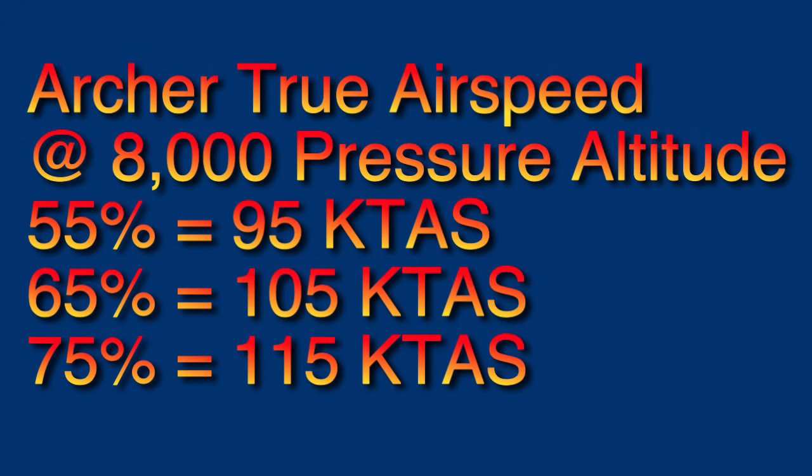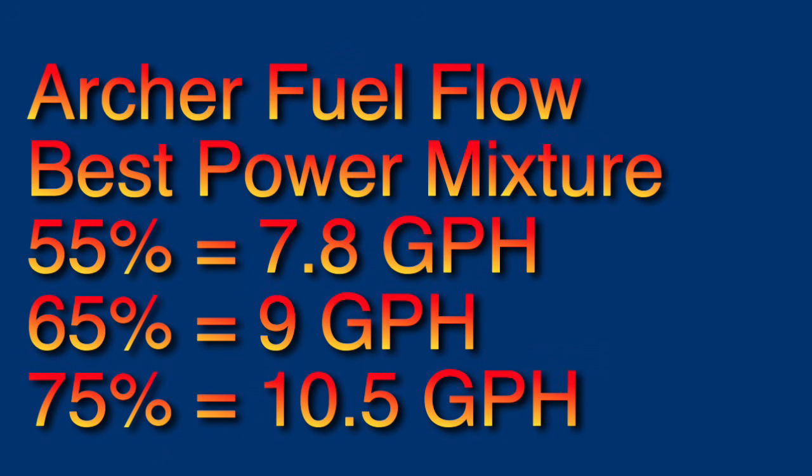With these normal cruise power settings, your true airspeed envelope is fixed. For the Archer at 8,000 feet, you're working with roughly between 95 knots and 115 knots true airspeed. And that's the whole menu you have available, just 20 knots to play with, no matter what the wind is doing. And also locked in with this envelope is a fixed fuel flow. You have about 2.7 gallons per hour separating the 55% power all the way to the 75% power every single time. The engine doesn't negotiate with you.